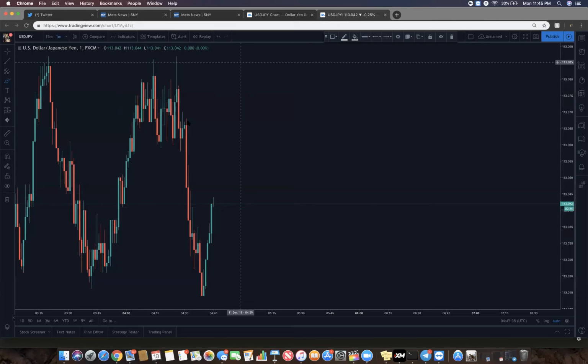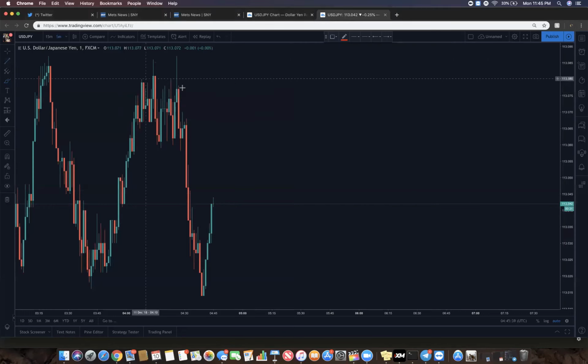Well, I would wait. Remember, the way I'm teaching you guys to trade is to wait for the breakout. So let's say I drew out my support and resistance areas here, right?